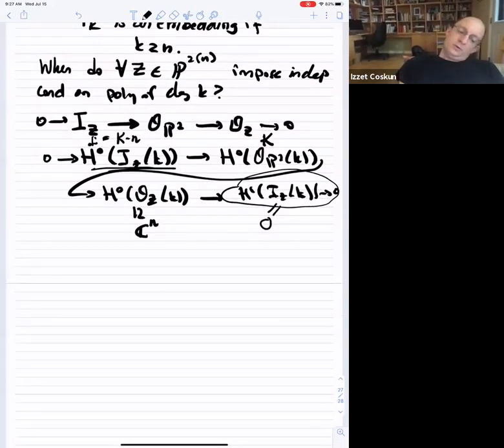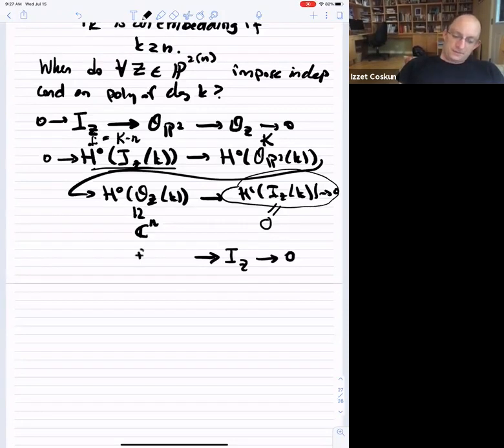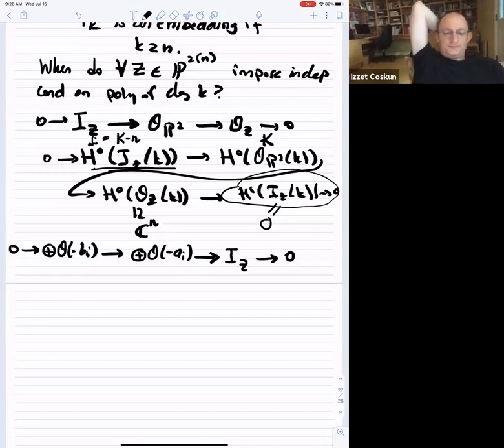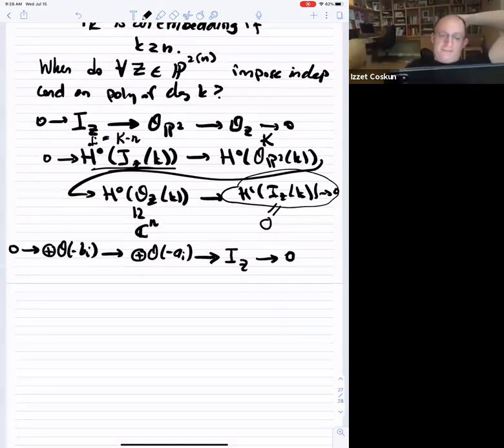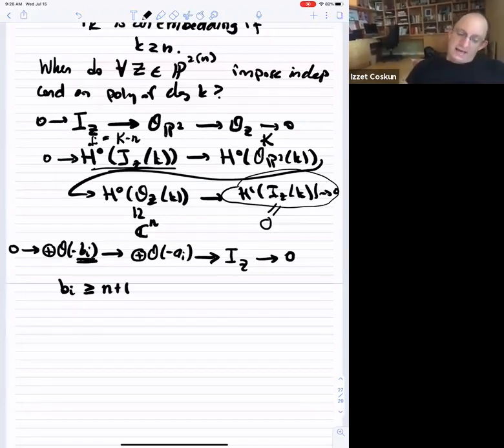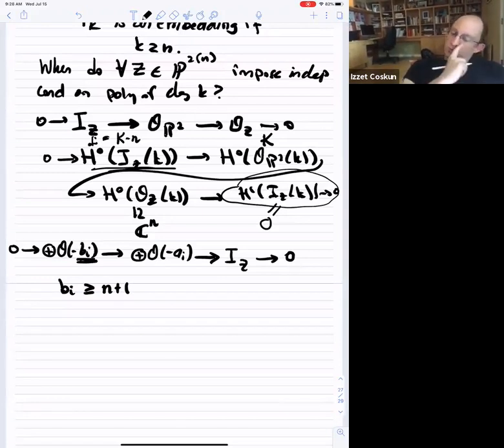But you see, the key point here is that you can always give a resolution of this IZ. So this IZ always has a resolution like this. And then you can always see that these numbers BI are always bigger than or equal to n+1 if the length of Z is n, and BI is equal to n+1 if and only if Z is collinear.